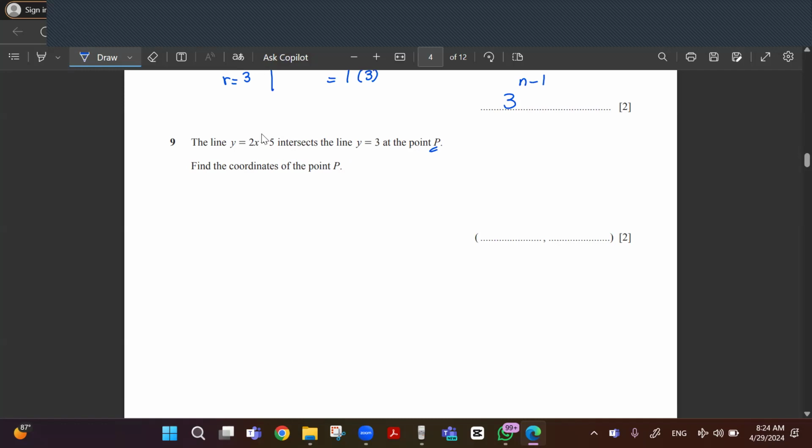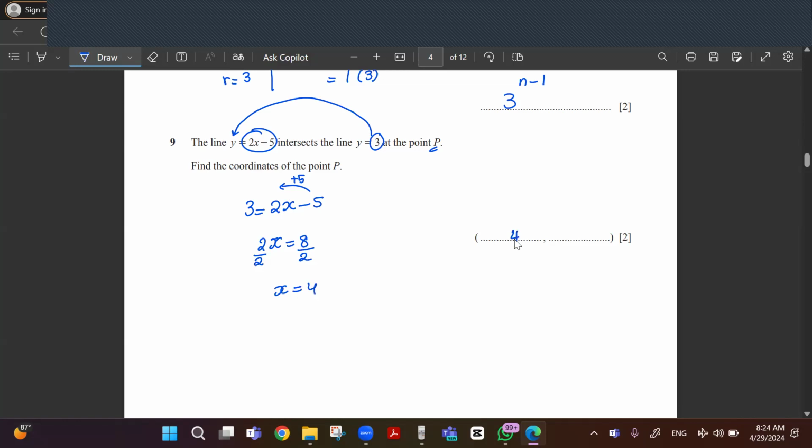Here I have y equals this and y equals this. I will substitute y equals 3 in this one. So 3 equals 2x minus 5. I took this 3 and put it here instead of y. Then solve. So 2x equals, sending the 5 to the other side as positive, 8. Then divide by 2 on both sides. So x equals 4.